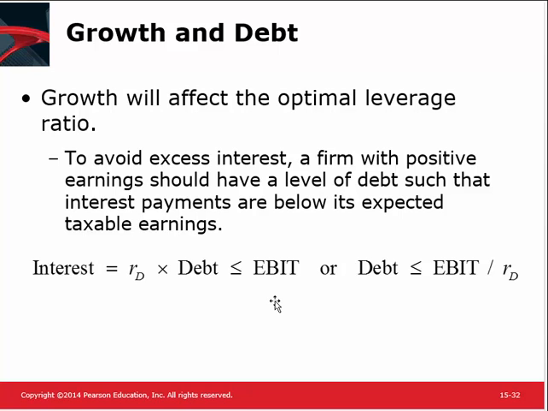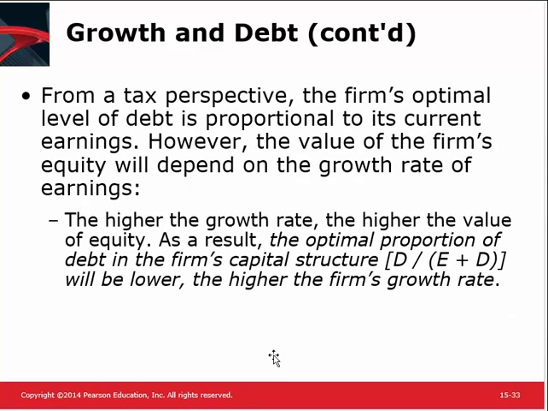So what do we need to know about how growth affects this leverage ratio? Well, if interest is the interest rate times debt, we want that to be less than or equal to EBIT. Or in other words, we could say let's take the debt to make sure that amount is less than or equal to EBIT divided by the cost of debt. This way, we're setting a precedent of how much debt we can have. So to avoid excess interest, a firm with positive earnings should have a level of debt so that the interest payments are below its expected taxable earnings. So again, we don't want to grow so fast that we exceed the EBIT. So we want to monitor that ratio to make sure we don't grow too fast.